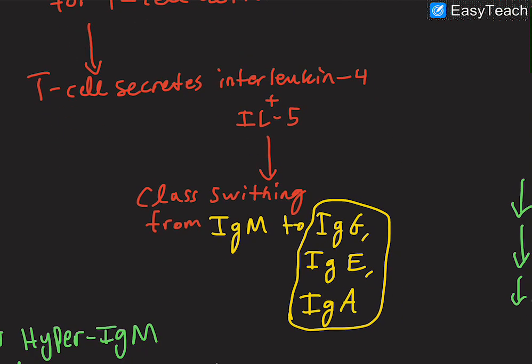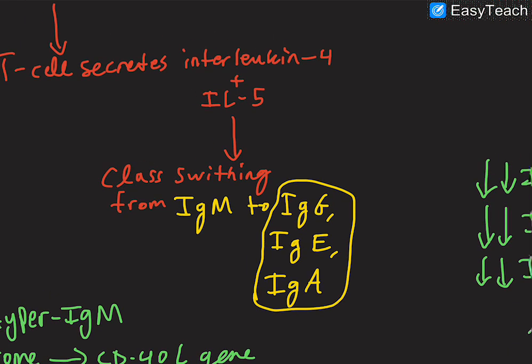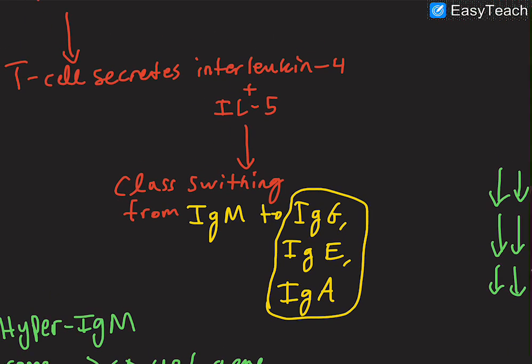So once this happens, interleukin 4 and 5 can help your B cells class switch into producing IgG, IgE, and IgA, right? Because initially, remember, your naive B cells produce IgM. But for your B cells to class switch into B cells that produce IgG, A, and E, you'd need those interleukins from the T helper cells, right?